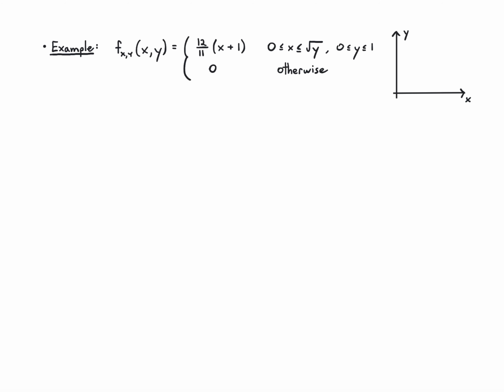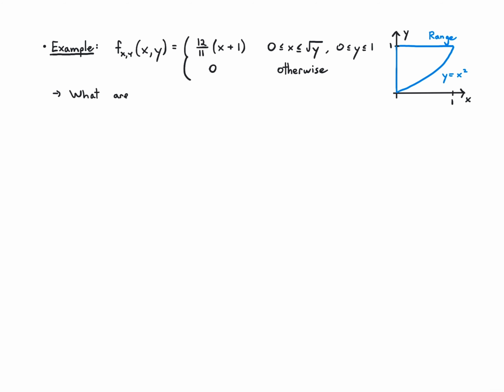Let's do an example. I'm going to give you this joint PDF. It's some normalization constant, 12 over 11, times x plus 1, for x ranging from 0 to square root of y, and y between 0 and 1, and 0 otherwise. So the range is not going to be a rectangle. Here it is: I have this function y equals x squared that delimits one side, and otherwise I'm bounded by 0 and 1.